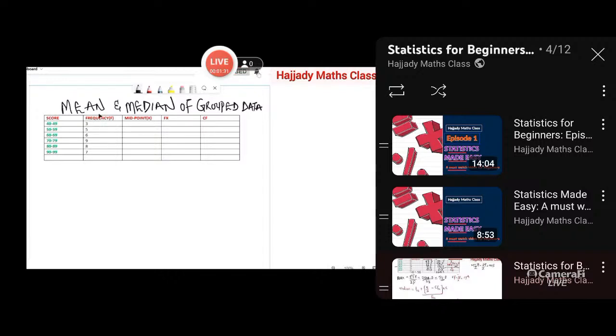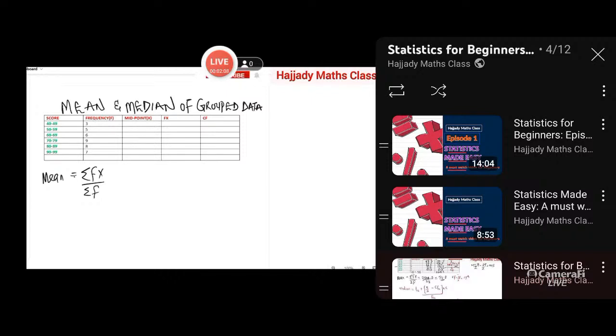What we are expected to do is to calculate the mean, and don't forget from the definition that the formula for calculating the mean is summation of fx over summation of f. This means the summation of the product of the frequency and the midpoint x, which is fx. So we get that summation and divide by the summation of the frequency.